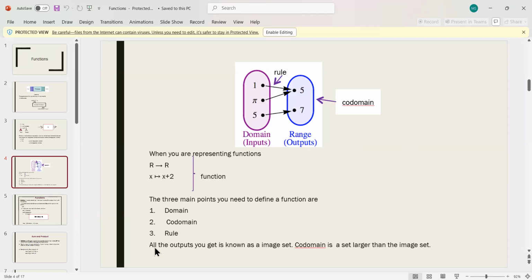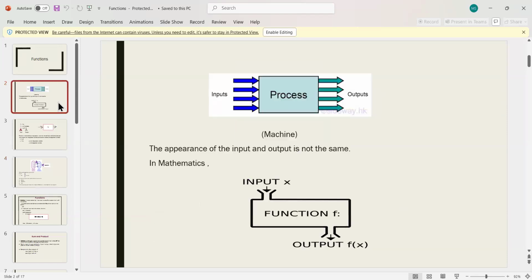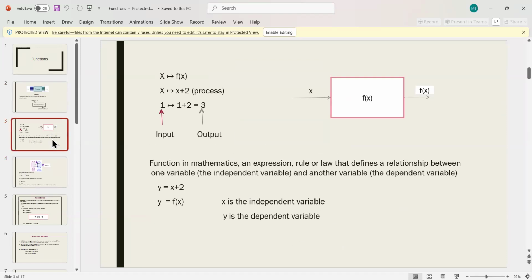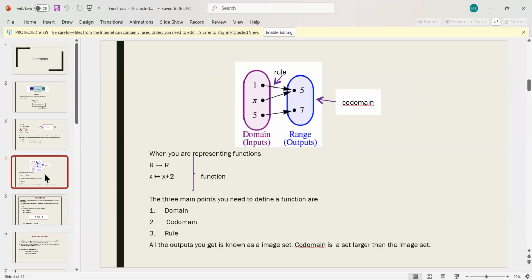Now here it says, all the outputs you get are known as the image set. Codomain is a set larger than the image set. Is it clear? If it's not clear, tell me now. Are the range and the codomain clear to you?